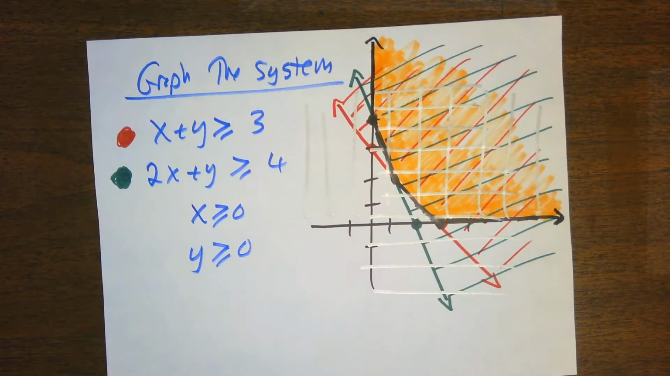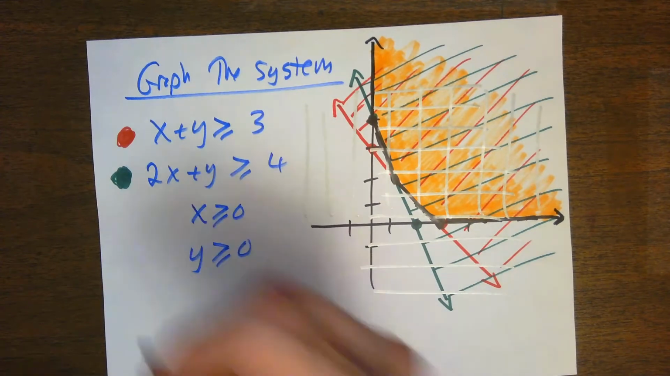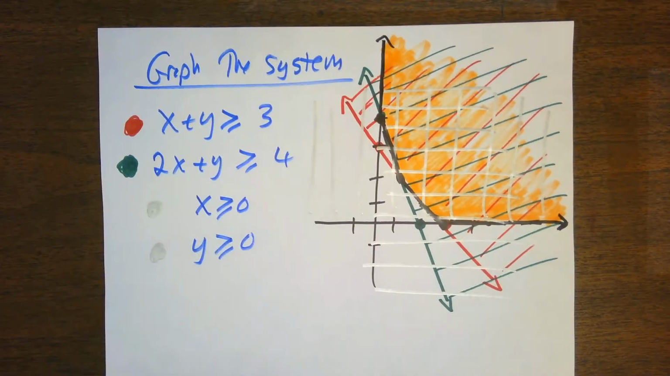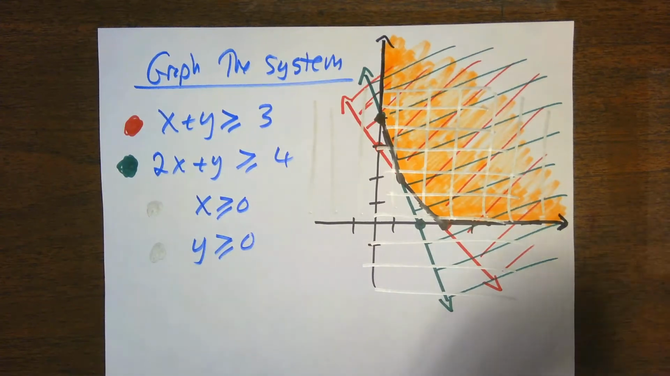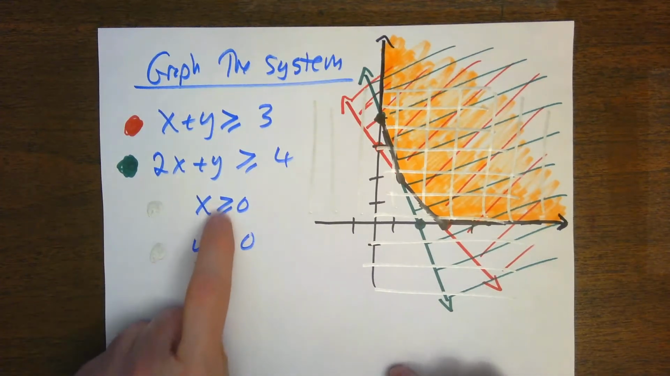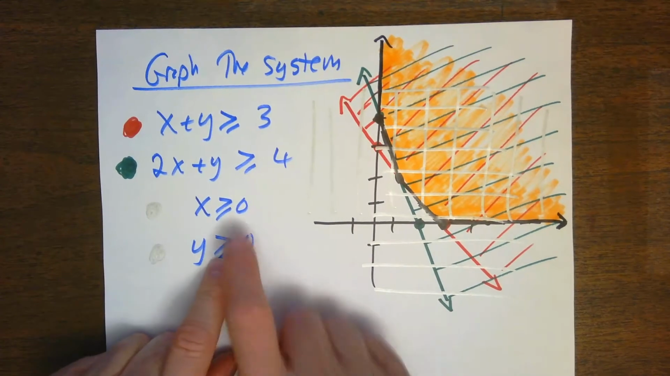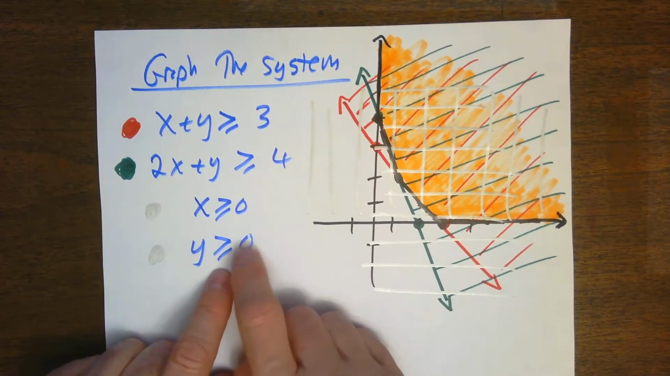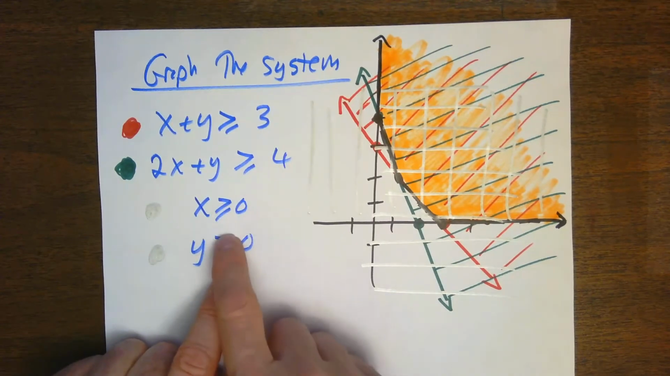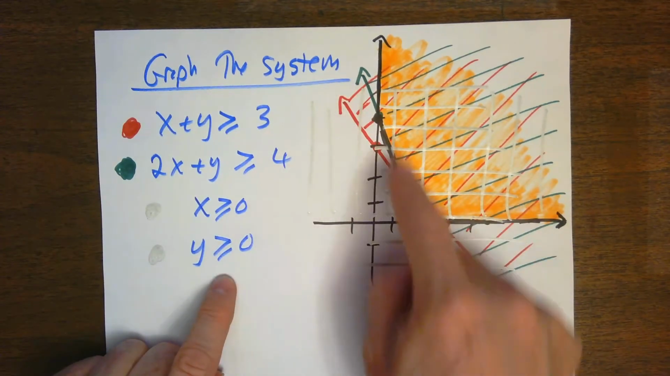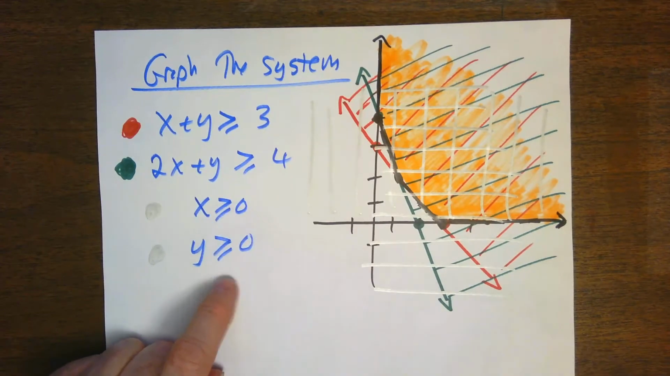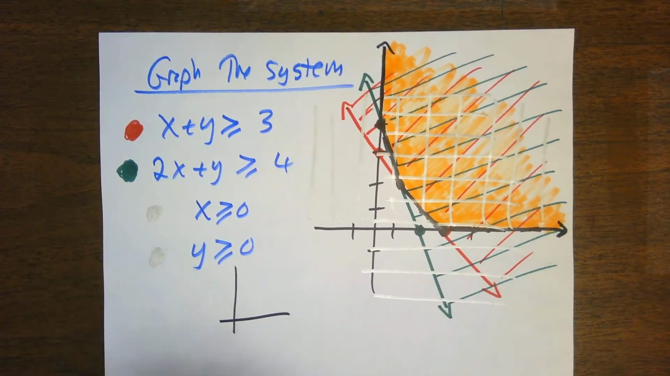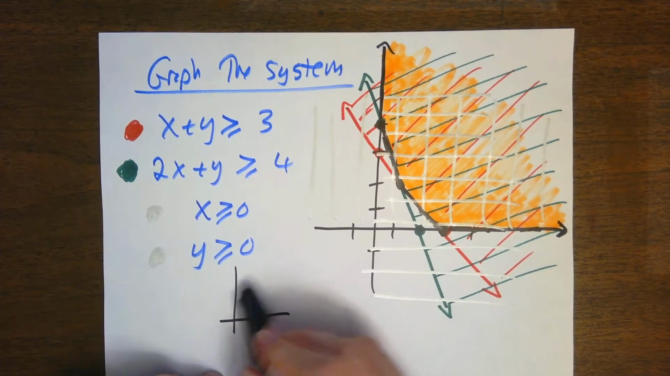There's the solution to this system of equations. The x is greater than or equal to 0, I did in silver. The y is greater than or equal to 0, I did in silver. We're often going to see these two constraints here. X greater than or equal to 0, y greater than or equal to 0. And in the future, we're going to interpret these two as meaning first quadrant only. X's are positive, y's are positive.